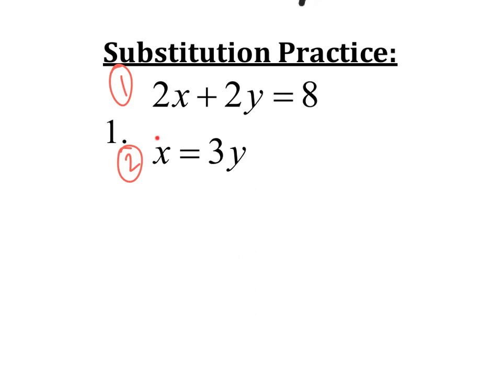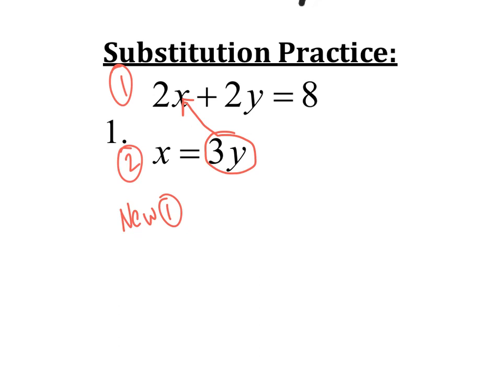Equation number 2 says x equals, and you need x equals to use substitution. So since x equals 3y, we can take 3y and place it right here where this x is in equation number 1. Because x is equal to 3y, that x can be equal to 3y in equation 1. So here's our new equation number 1, where x is rewritten with 3y.